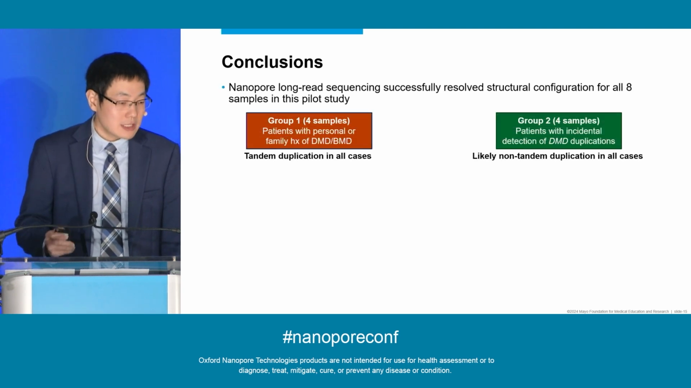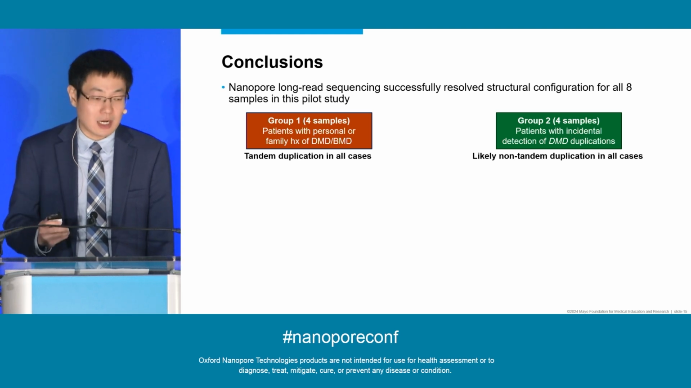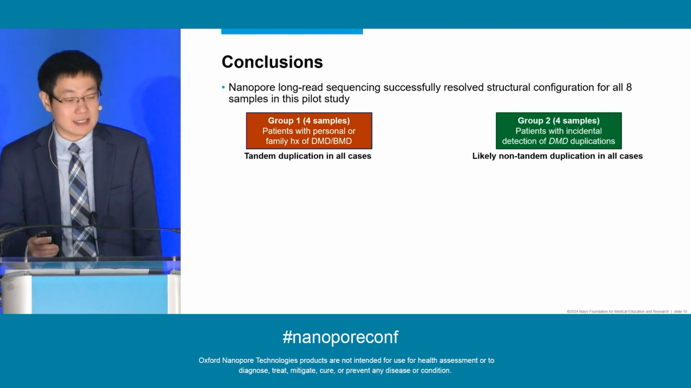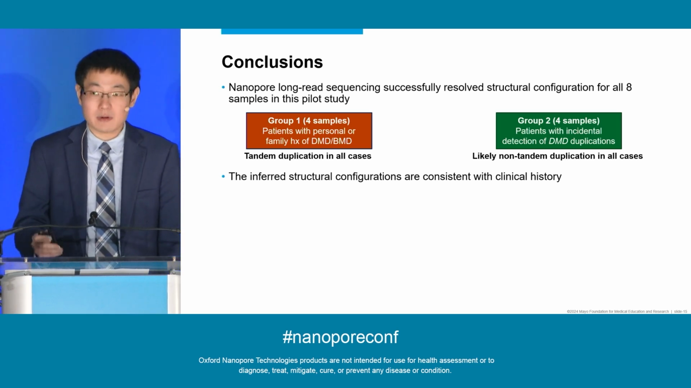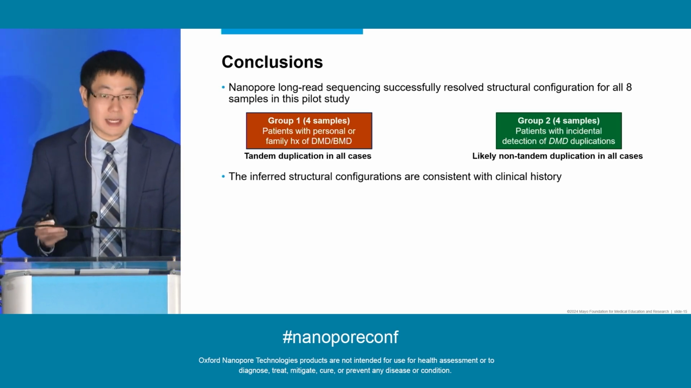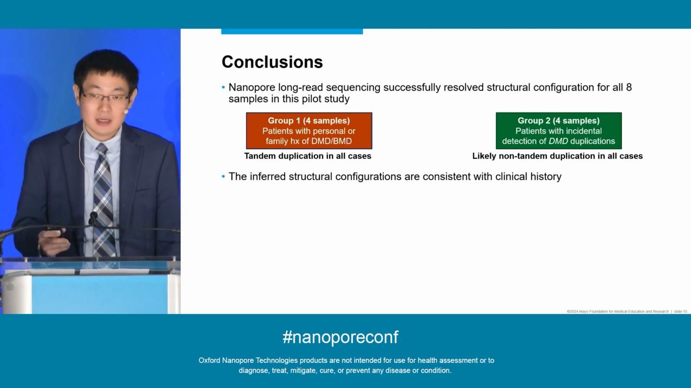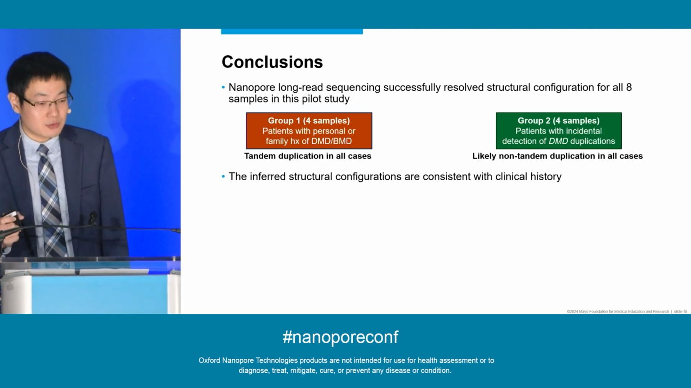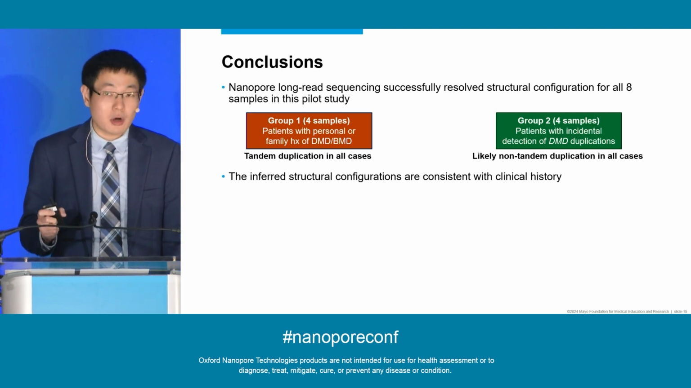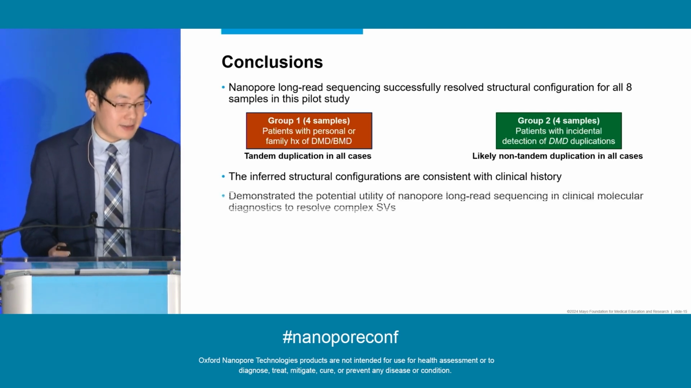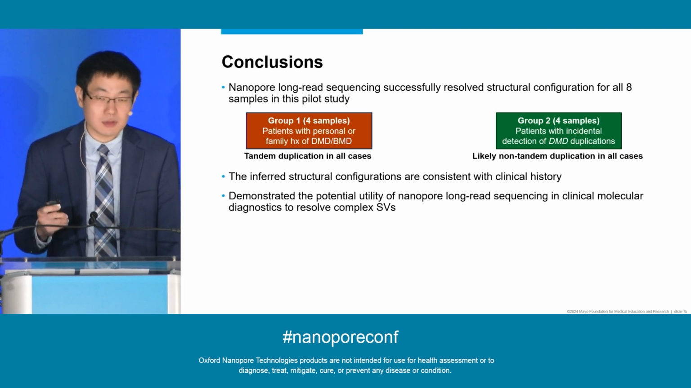To conclude, nanopore long-read sequencing in our situation successfully resolved structural configuration for all 8 samples in this pilot study. And intriguingly, in all 4 samples from group 1, the nanopore sequencing revealed that the duplication is indeed in tandem. This is in contrast to group 2. In all 4 samples, the duplications were all revealed to be likely not in tandem. And therefore, the inferred structural configurations are consistent with clinical history.